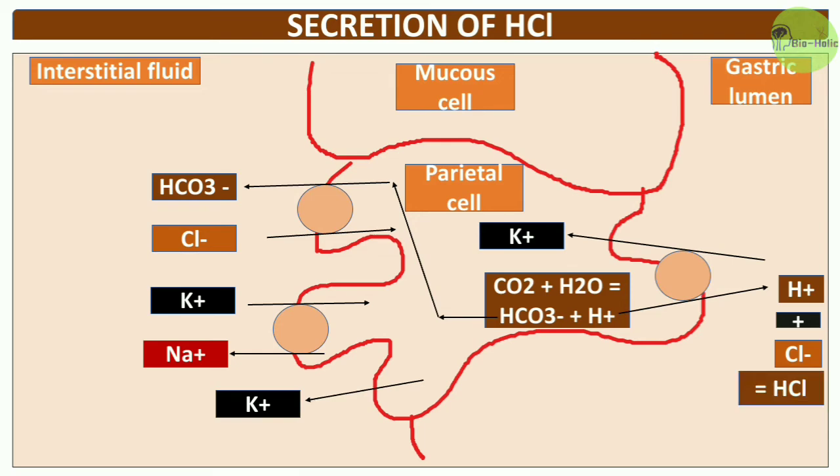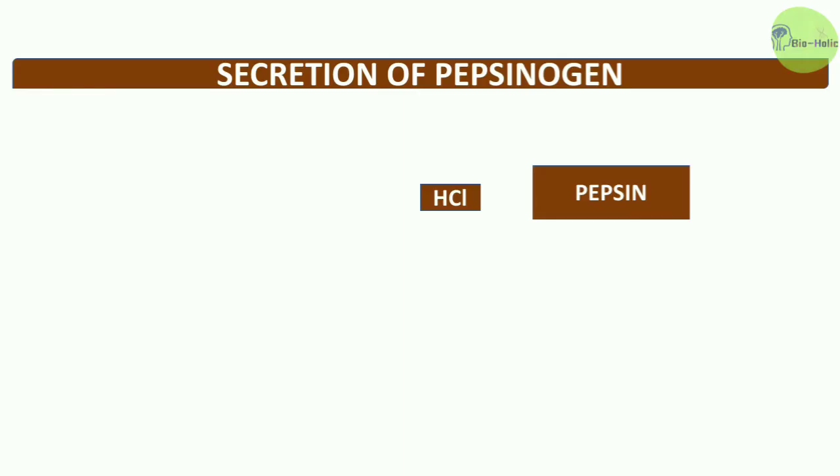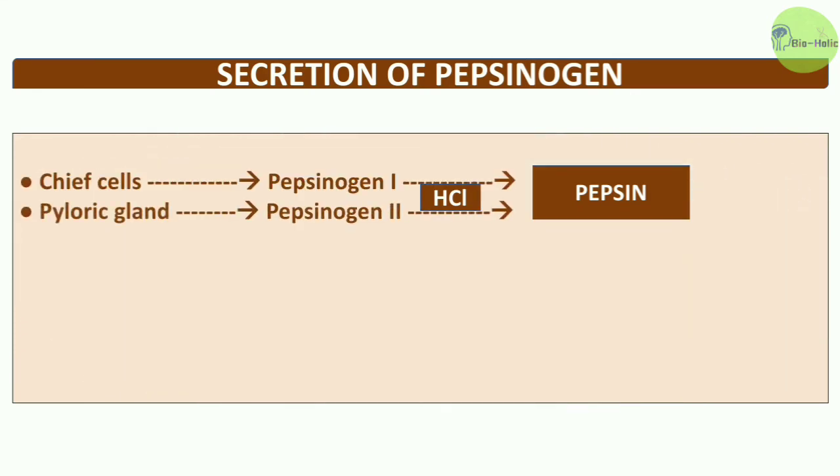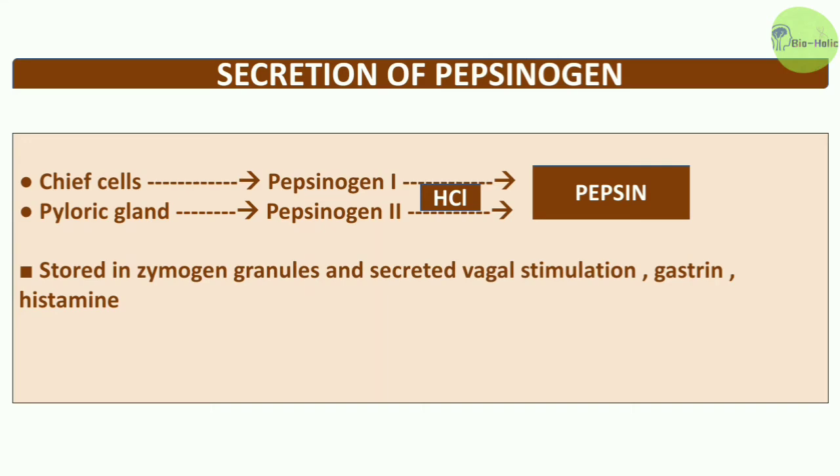Then the H+ ion and the Cl- ion form hydrochloric acid in the gastric lumen. Now the last secretion, the secretion of pepsinogen. The chief cells and the pyloric gland secrete pepsinogen 1 and pepsinogen 2, which are converted to pepsin with the help of hydrochloric acid. This pepsin is stored in zymogen granules and is secreted through vagal stimulation, gastrin, and histamine stimulation.